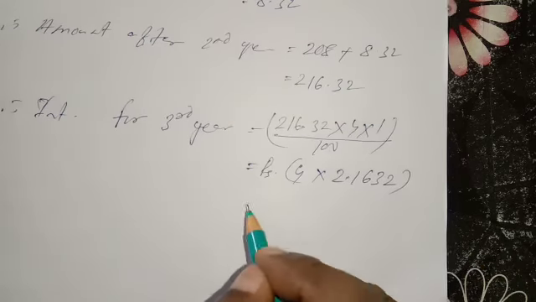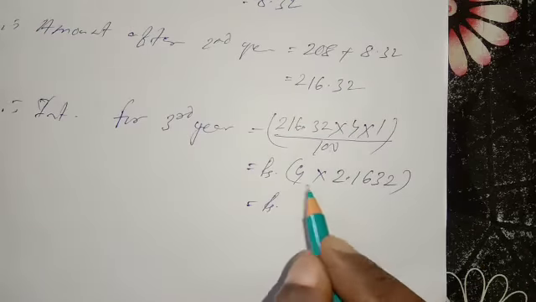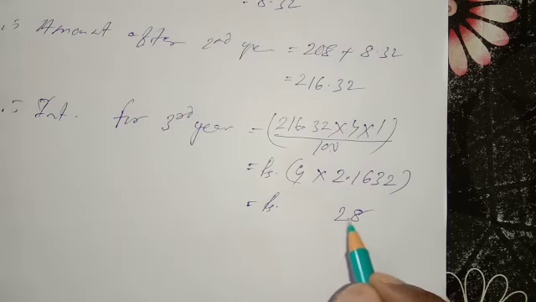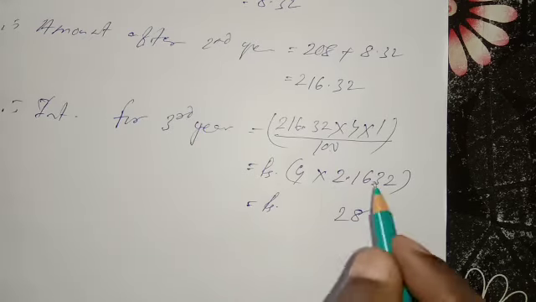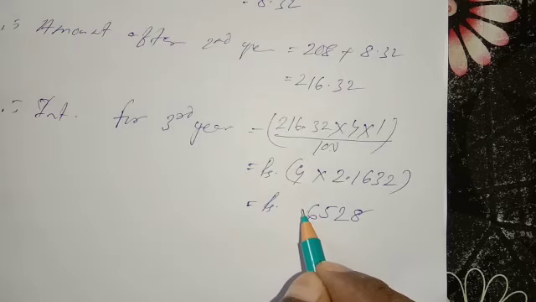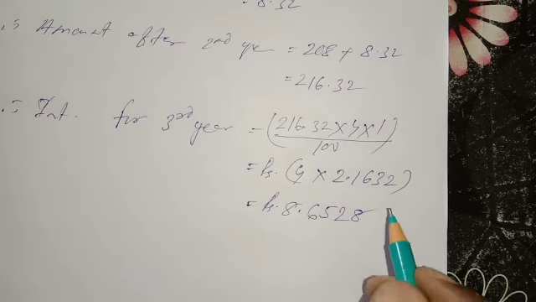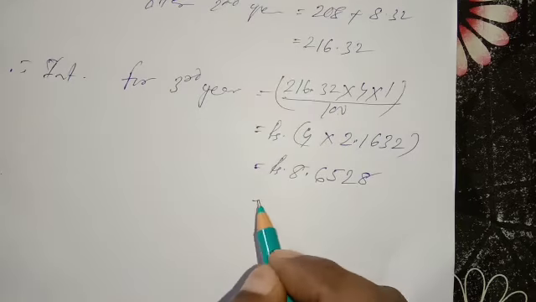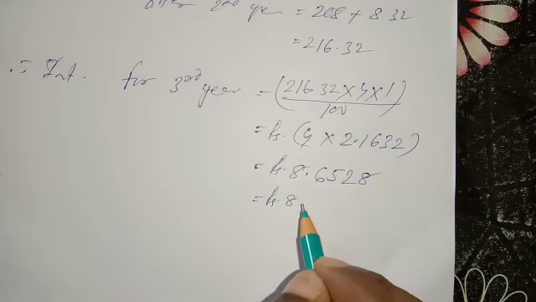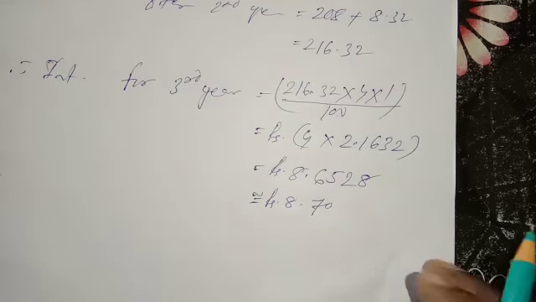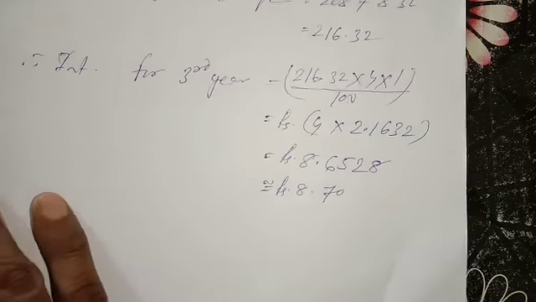If you multiply, how much is it coming? 4 8s are 32, 4 3s are 12, 4 6s are 24, means 25, 4 1s are 4, 2 6, and 4 2s are 8. That means approximately 8.70 paise. Rupees 8.70 approximately. This is the interest after third year.